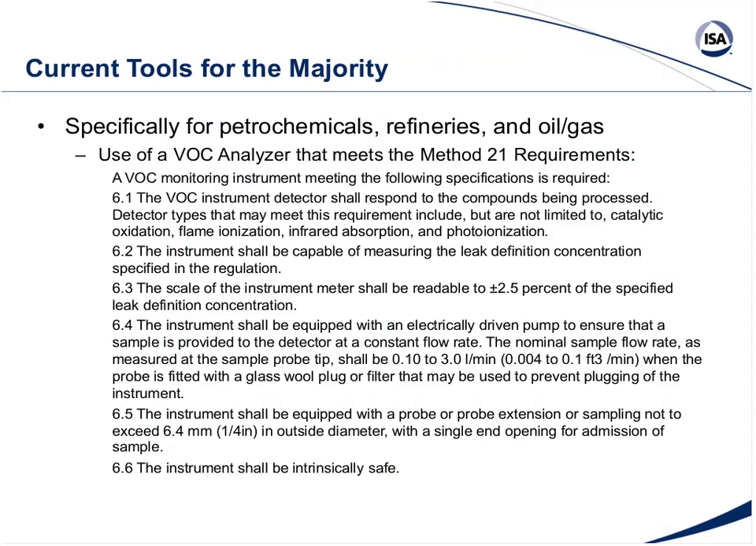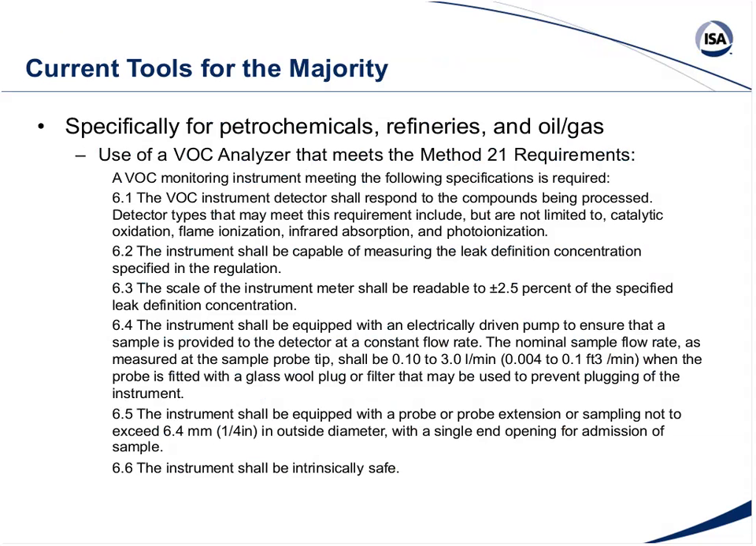Well, for most of us, that involves using a specific volatile organic carbon analyzer. Method 21 states those specific requirements of our analyzer. And for the most part, it's going to be flame ionization detection, photoionization detection. Because we're looking at a material that's an organic carbon or a volatile organic carbon, we're going to use a flame to burn it.